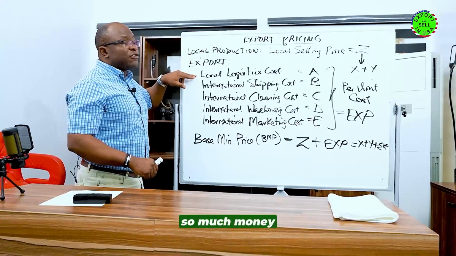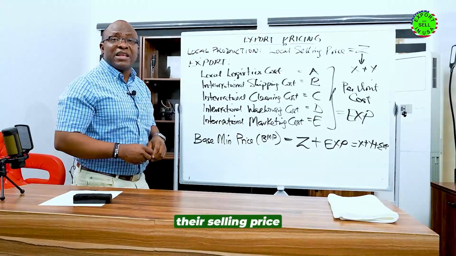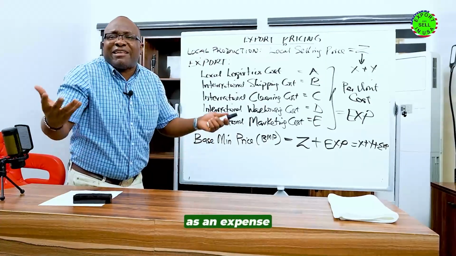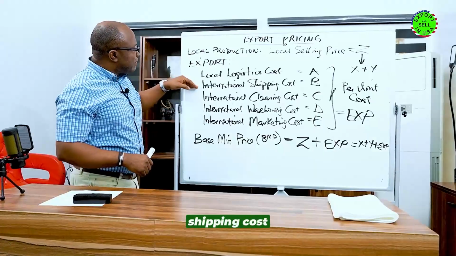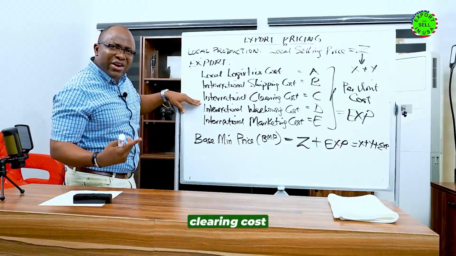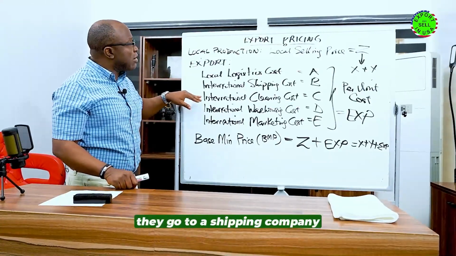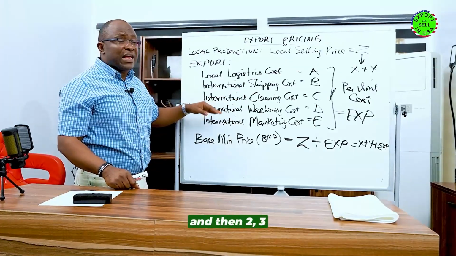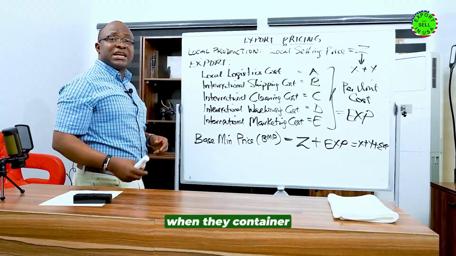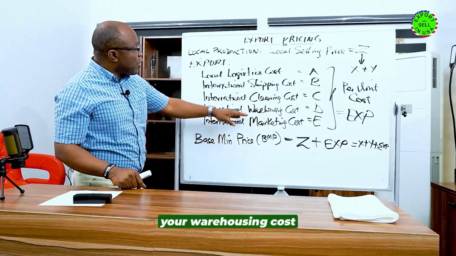They are spending so much money to move the container to the port, but they are not factoring it into their selling price. And they're just writing it off as an expense in doing business. It must be factored in. And then you have your international shipping cost, your international clearing cost. A lot of people neglect this. They go to a shipping company, they give them the cost, and they forget that they may add clearing cost. And then 2-3 months later, when the container arrives, they see another bill, and you've not factored it in. And then you have your warehousing cost.